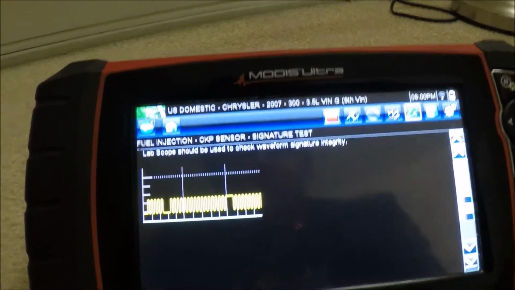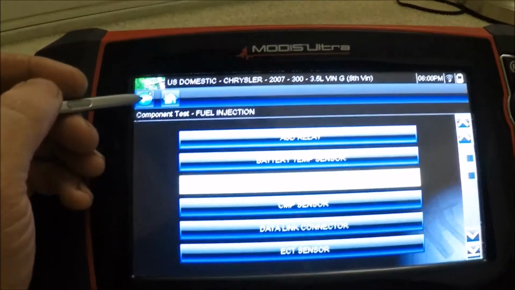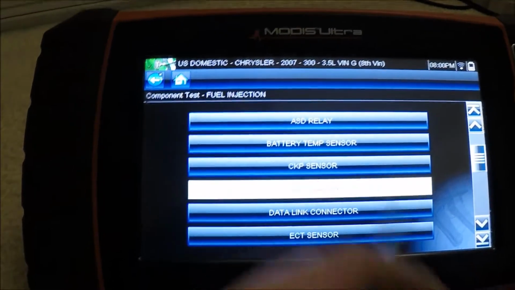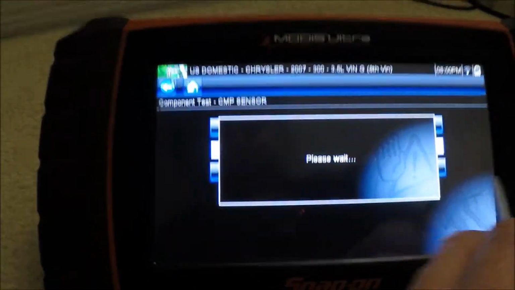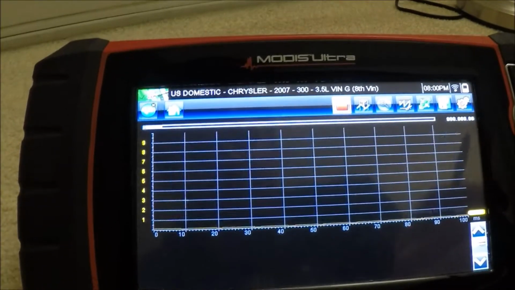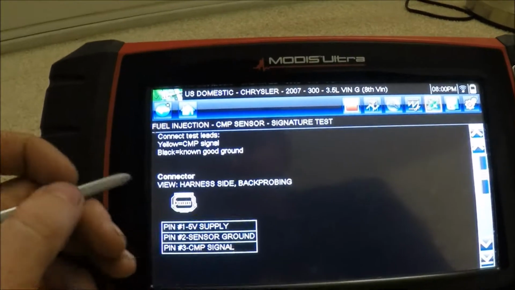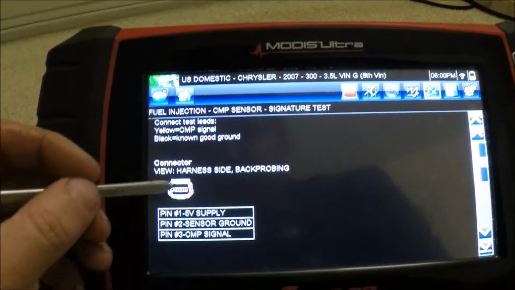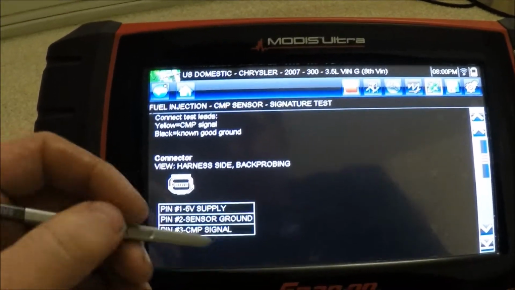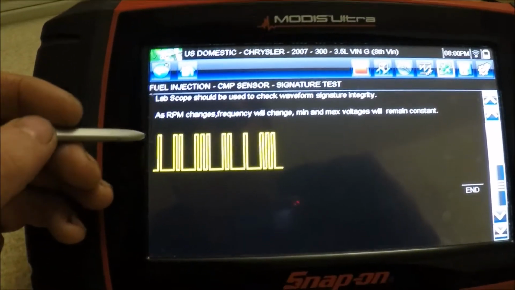There's so much info you can get off this. And we'll go back and we'll look at cam sensor. Signature is what you're always going to click on, because the signature is basically what you're looking for while it's running, right? And it shows you on cam sensor, it's the same type of connector. You're going to grab pin 3, and that's what the cam is going to look like.